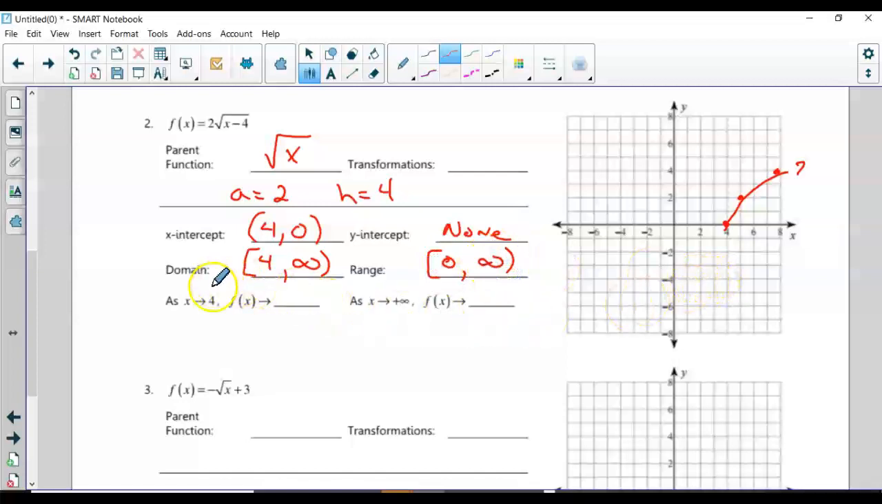Now we can talk about our end behavior. Notice once again, it's approaching 4. As we approach 4, our graph goes to 0. The y value of the graph goes to 0. As we go off to positive infinity, it is going off to infinity.